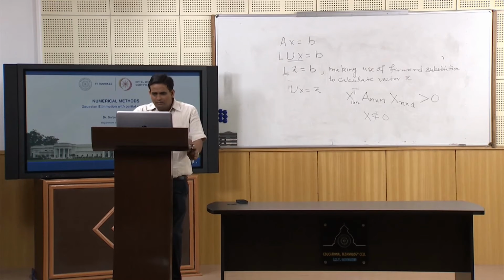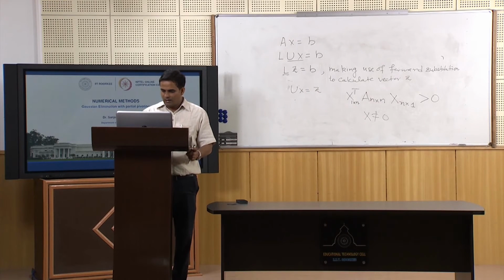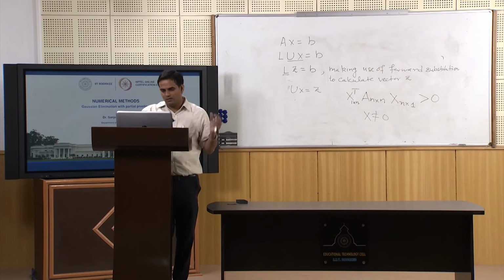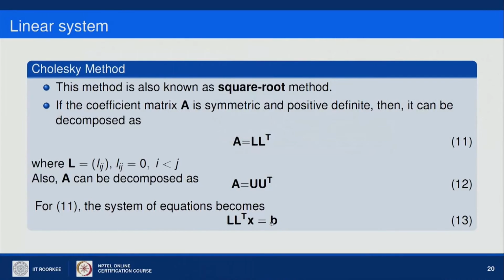In another way, we can write A as the product of an upper triangular matrix U transpose into U. Hence, in decomposition we need to find only one matrix instead of L and U, either L or U, and then the rest of the process will be similar to the Crout or Doolittle method. If you are writing A equals L into L transpose, the system of equations Ax equals B can be written as L into L transpose x equals B.